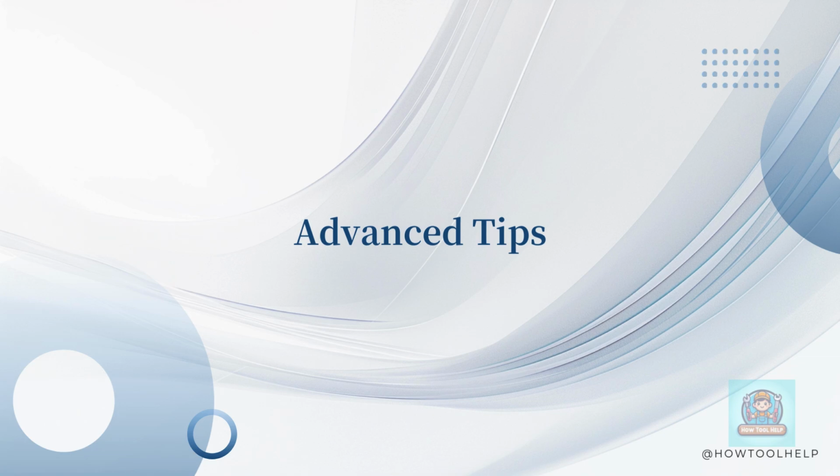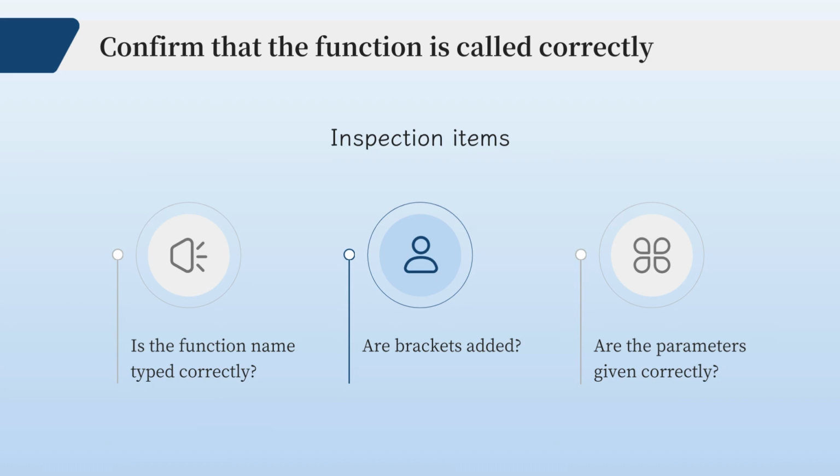Advanced tips. Here are some advanced tips to help you use functions more effectively. If a function isn't executing correctly, check: is the function name spelled correctly? Are the parentheses included? Are the arguments correctly passed?